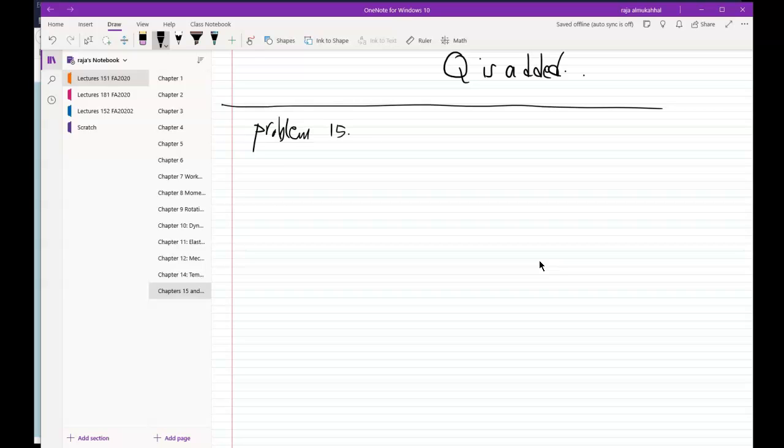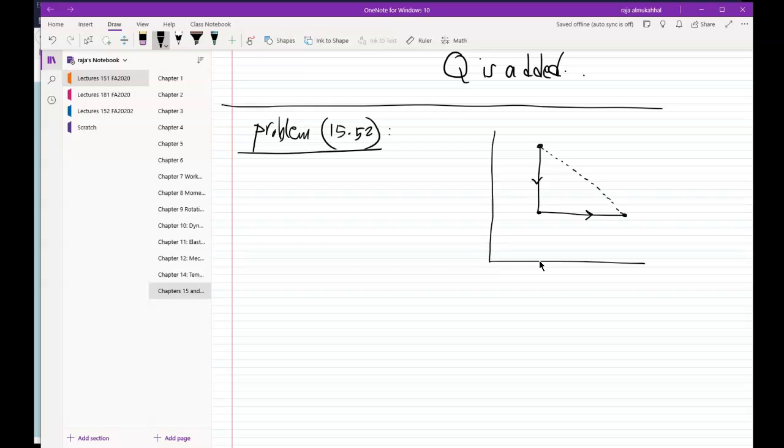Problem number 15.52. And the diagram looks something like that. I still don't know what that dotted line is, but that's okay. We have the pressure in Pascal, so everything is fine here.